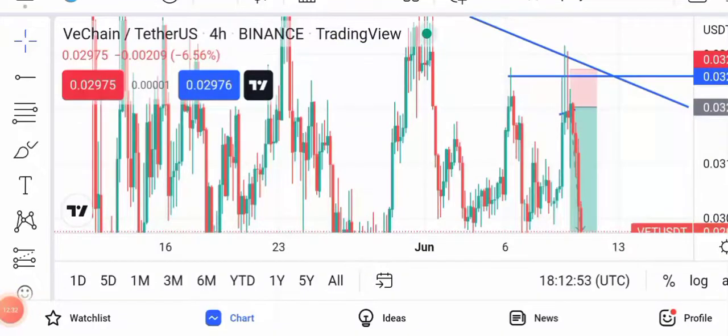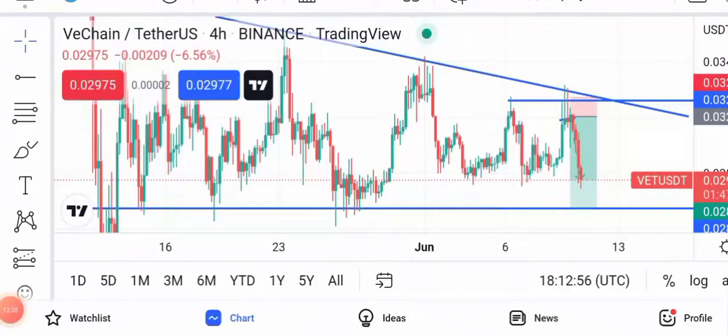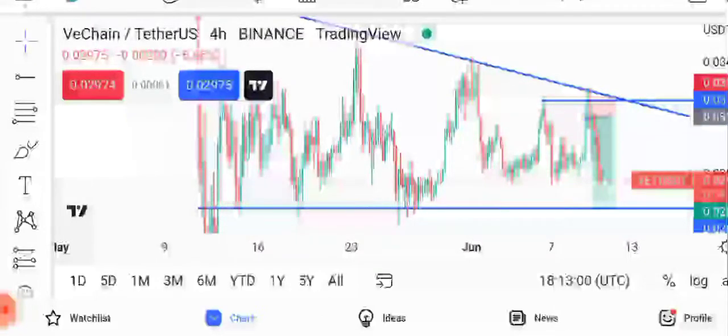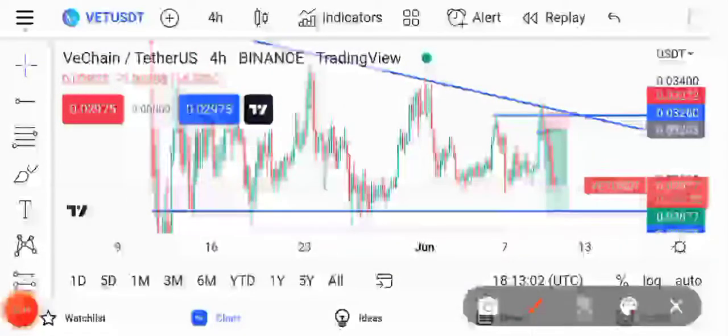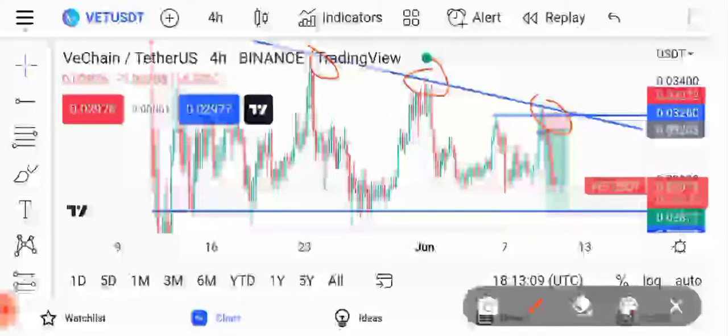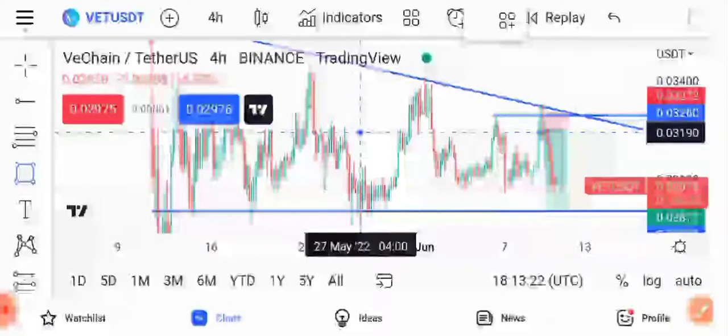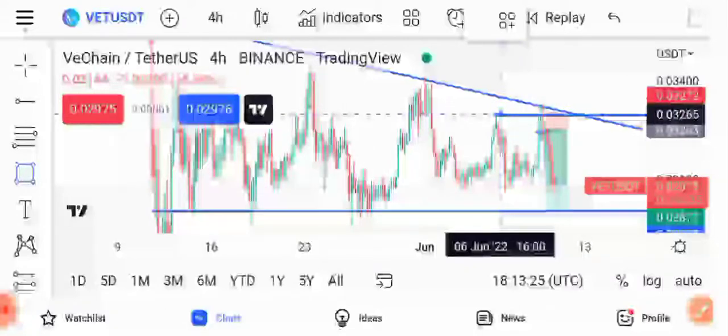So this is the VeChain chart. As you can see, the market is in a downtrend. This is live on TradingView actually. So the market is in a downtrend, making a series of lower lows. You can see the lower lows here. So as it was making these lower lows, it came to a key level. You can see that key level on my chart. Or let me just use this to indicate it. You can see a key level on my chart here.